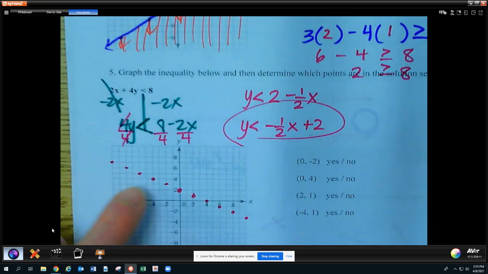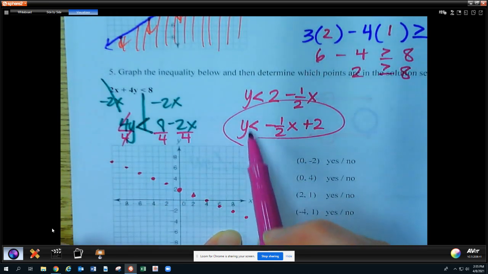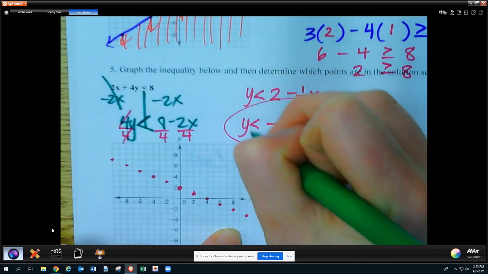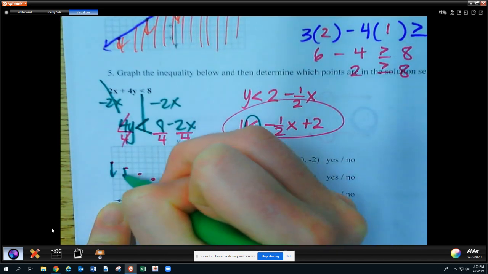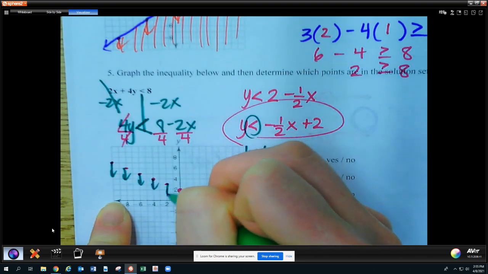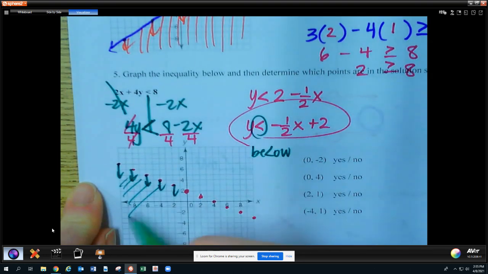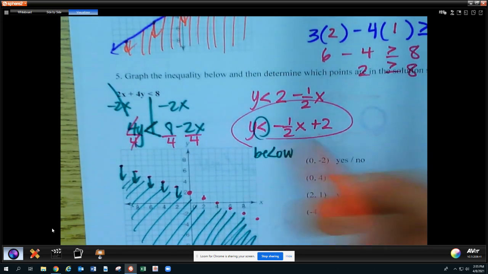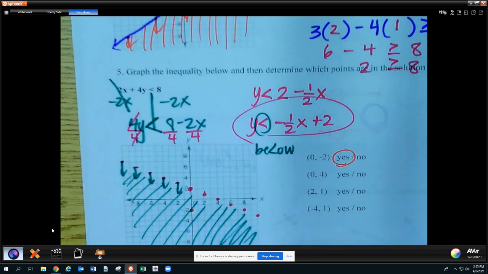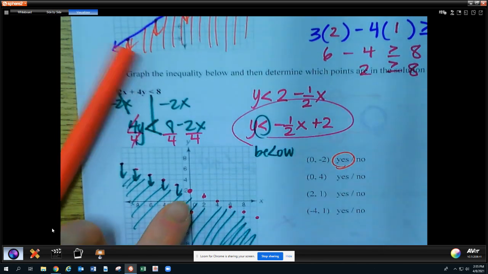Okay, and I'm going to leave it dotted since there is no line underneath the inequality. And then this less than sign means below. So I want to shade below all of these points. So we're looking to see if these points fall in the shaded region. So 0, -2 works.